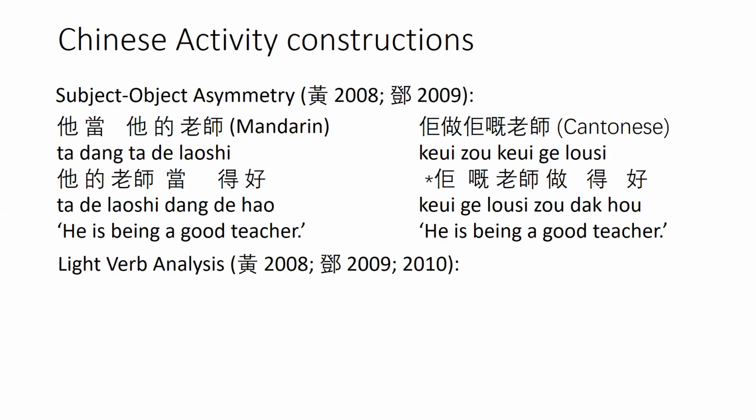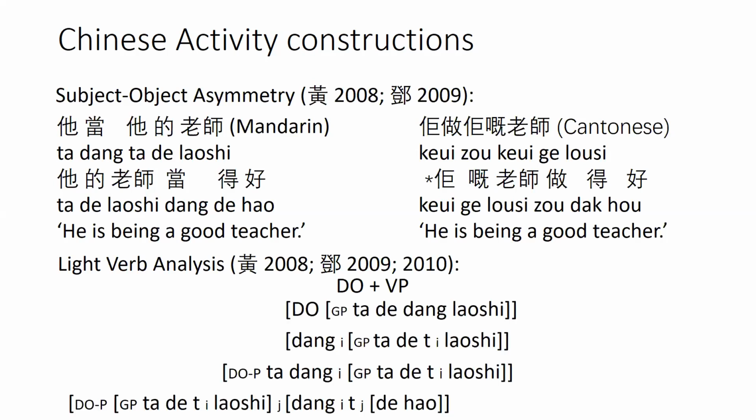The formal derivation, both Huang and subsequently developed by Tang, is they propose a light verb analysis. If I just go through this, they postulate a DO functional head that denotes activity. And the verb undergoes head movement to DO.